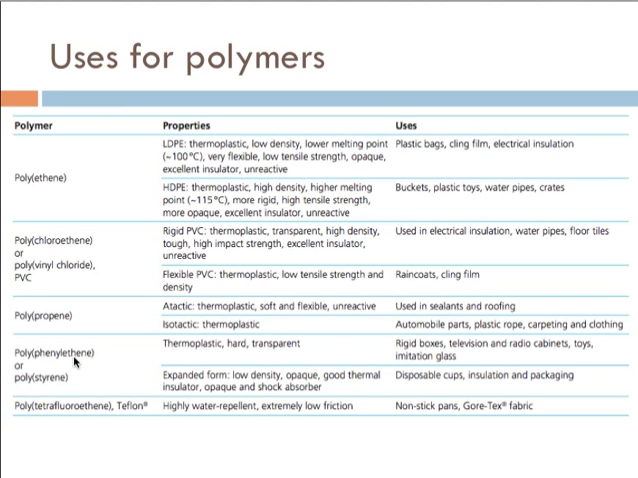Then we have the polystyrene, hard and transparent, used in rigid boxes, television and radio cabinets, toys, imitation glass. The expanded form, meaning where you put that vaporizable component in there, it makes bubbles. This is used for disposable cups, insulation, and packaging. And then we also have Teflon, highly water repellent, extremely low friction. That's used in nonstick pans and Gore-Tex fabric.